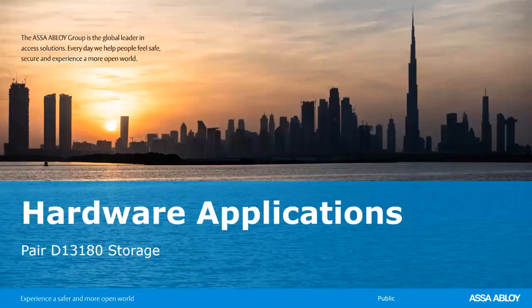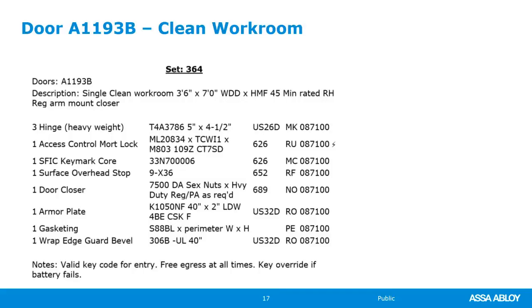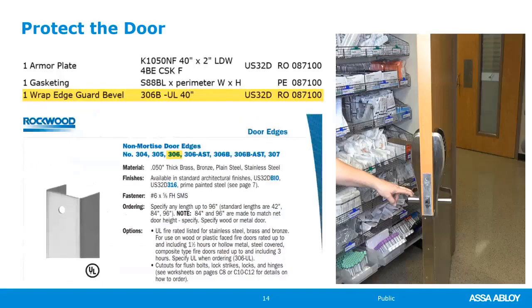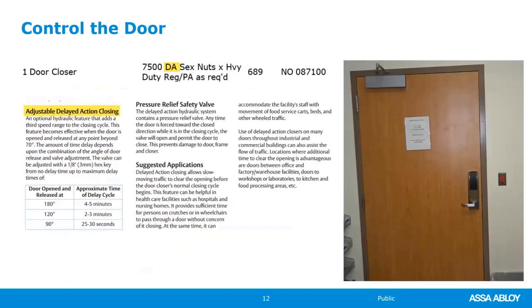Could you omit the overhead stop and use a closer with stop? If the door closer is mounted parallel arm, you can. The hard part is when it's regular arm, there aren't a lot of good stop arms for regular arm out there. If it's a parallel arm, then yes, you can use a closer with a stop built in, and some facilities prefer that.